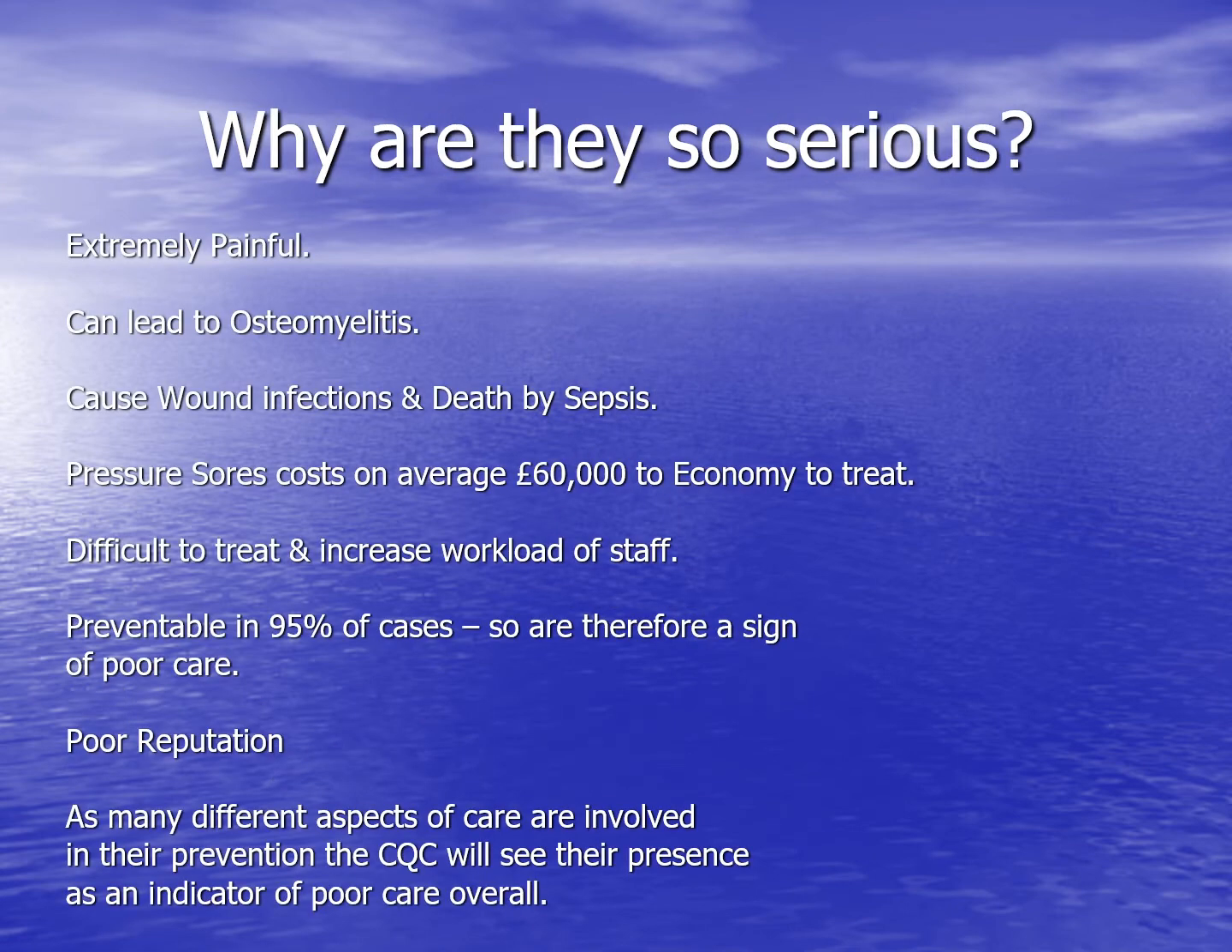Why are they so serious? Because they can be extremely painful. It may be the reason why someone has to have morphine sulfate tablets or Oramorph or a Butrans patch for pain relief, because they have a pressure sore. They can lead to infection in the bone, which is called osteomyelitis. You can get infections, and if that infection becomes very serious, it can lead to death by sepsis, or morbidity due to sepsis.